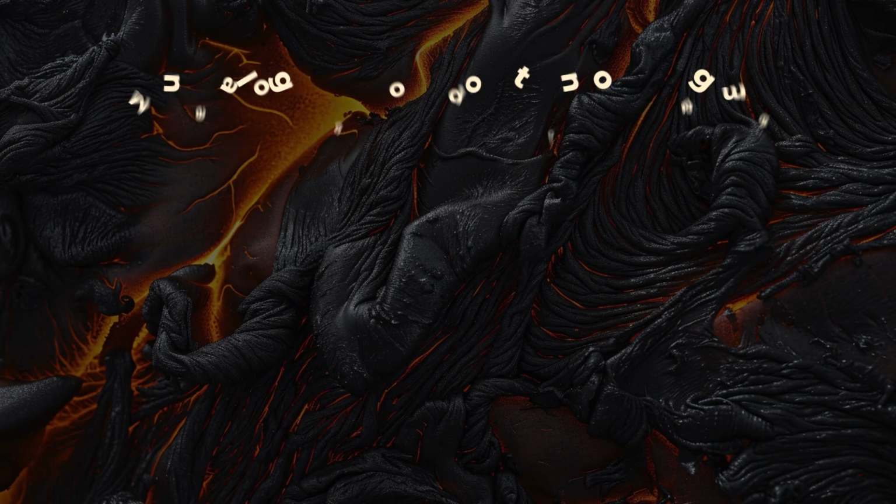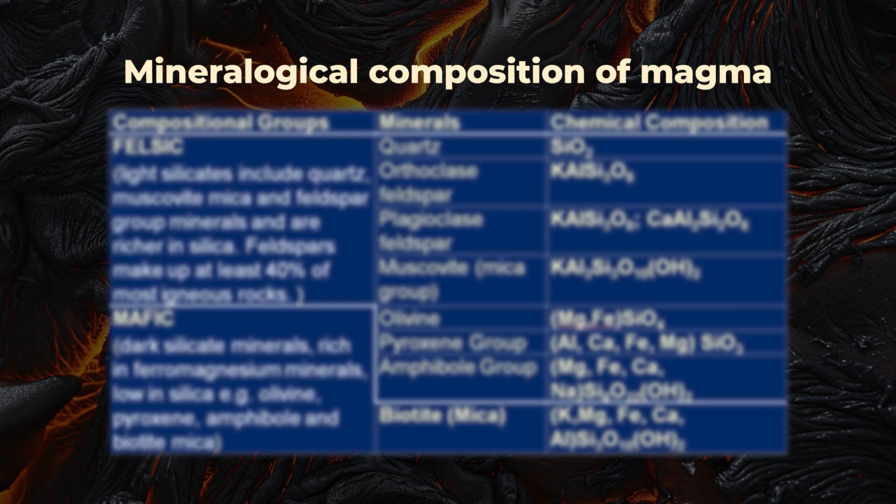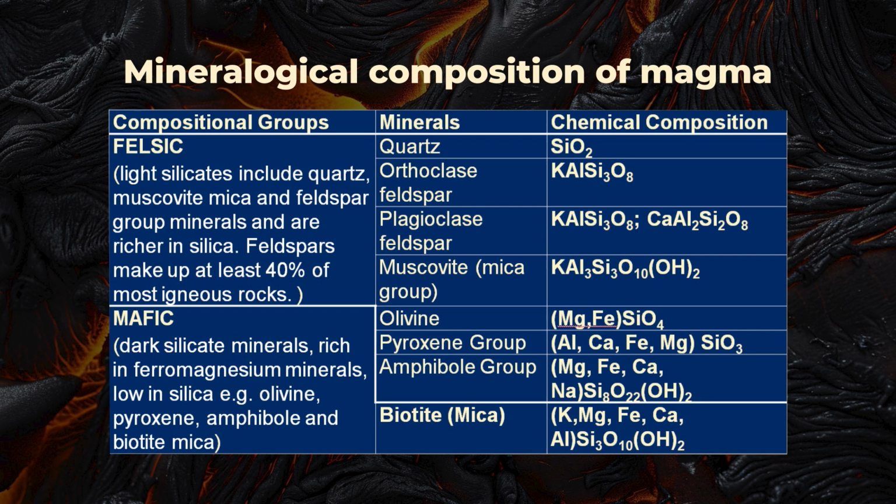Now this is the mineralogical composition. The felsic rocks include light silicates. The minerals are quartz, muscovite mica, and feldspar group minerals, which are richer in silica. Feldspars make up about 40% of most igneous rocks. Basically, the minerals in felsic rocks are quartz, orthoclase feldspar, plagioclase, and muscovite.